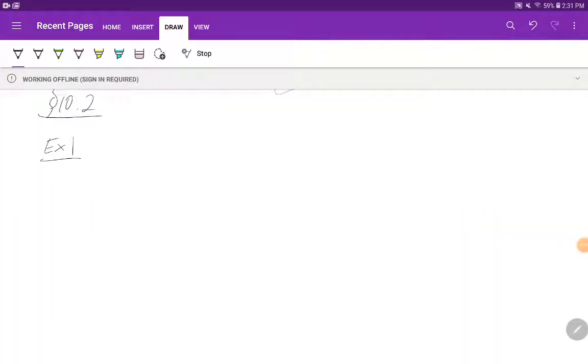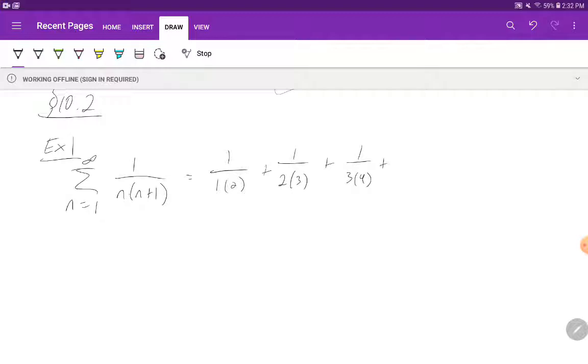So we're talking about series now. We're going from 1 to infinity of 1 over n times n plus 1. All right, if I look at this right here, if I look at it all at once, this is going to look like 1 over 1 times 2, plus 1 over 2 times 3, plus 1 over 3 times 4, plus so on and so forth.